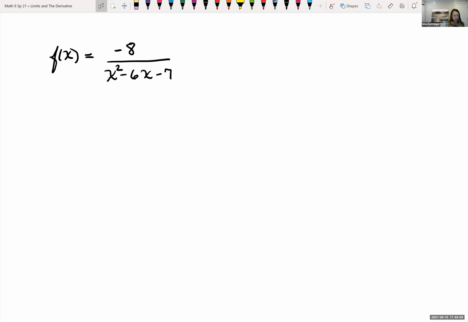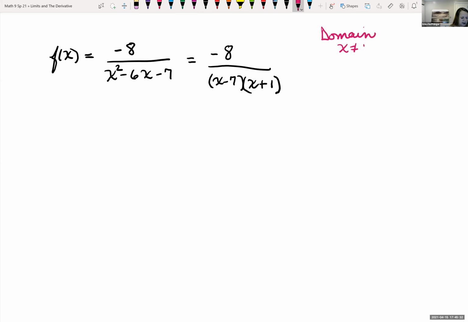So factoring that denominator, the two numbers that multiply to give us that constant negative 7 and add to give us that coefficient negative 6 is negative 7 and positive 1. So we can factor that as x minus 7, x plus 1. So for our domain, we can't have values which set our denominator equal to 0. So x cannot equal positive 7 and x cannot equal negative 1.